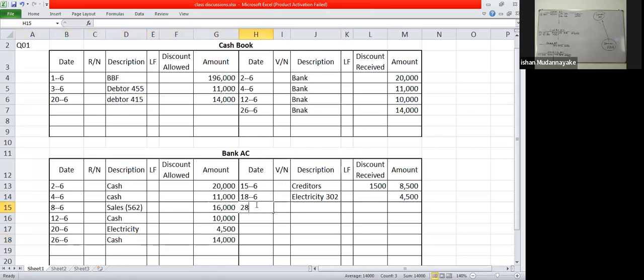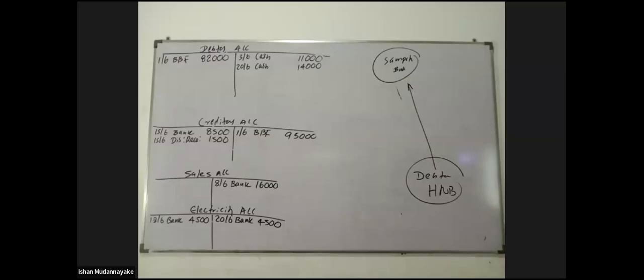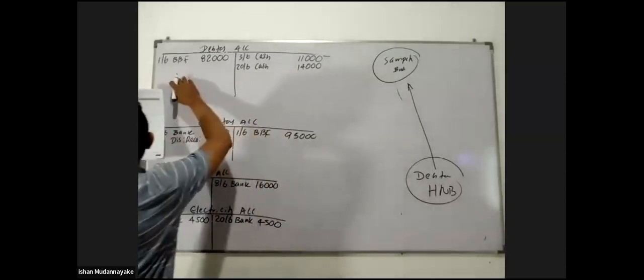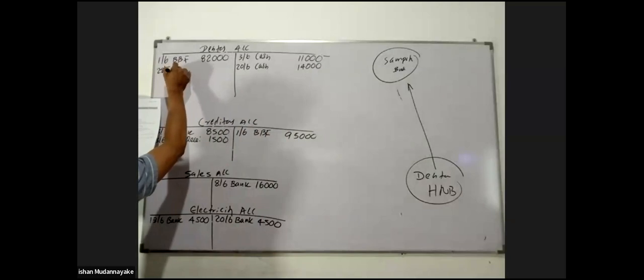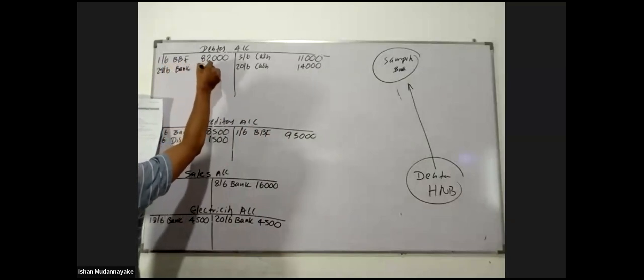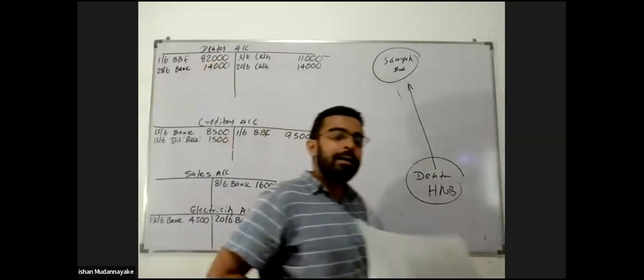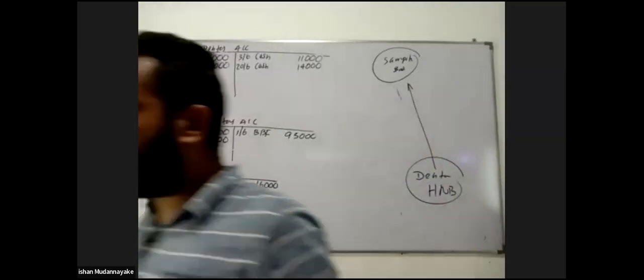28 June, credit. Debtors 14,000. Bank account credit and then debtors account debit. Now I go to the debtors account and record this amount there. Debtors debit: the debtor balance is increased again. 28 June. Debtors account debit, bank account credit 14,000.